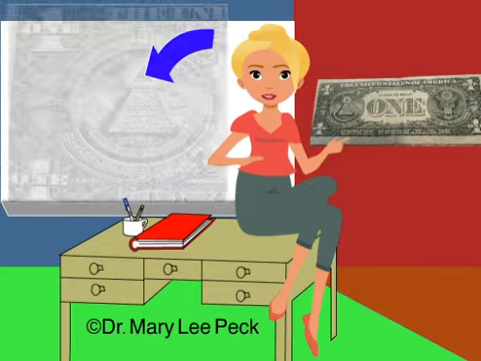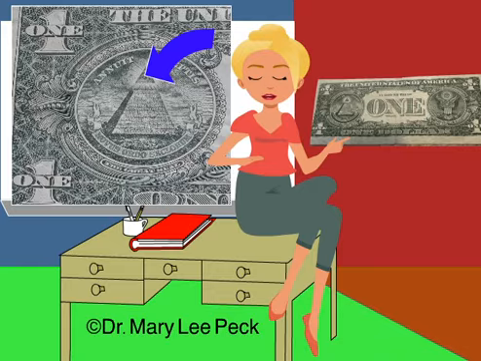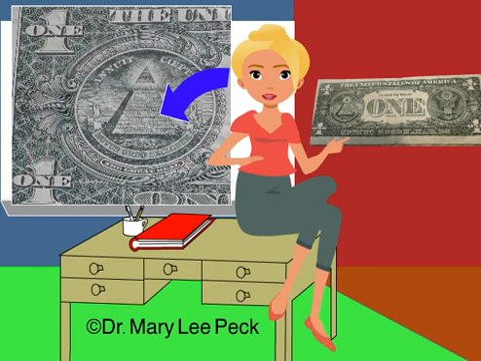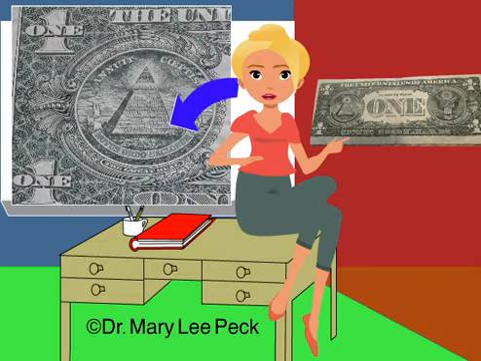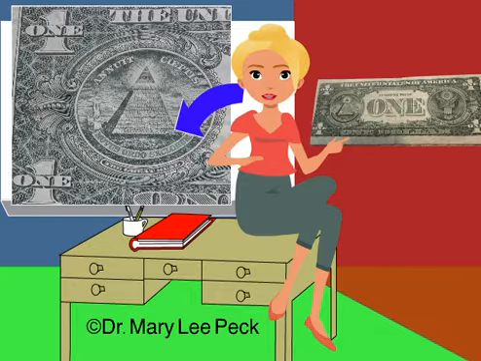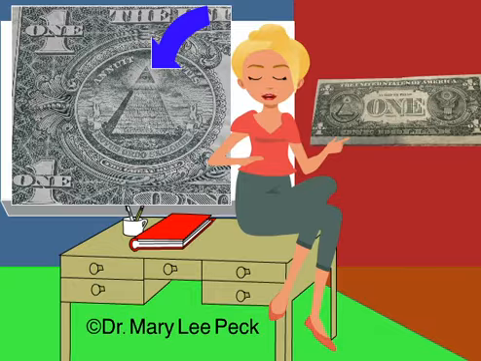Now let's look at the left side of the $1 bill. The unfinished pyramid represents strength and determination of a young country still being built. The 13 steps again represent the 13 original colonies, and the Roman numerals across the base of the pyramid are the date of the Declaration of Independence, 1776. The eye above the pyramid, referred to as the Eye of Providence, represents God's guidance and watchfulness.